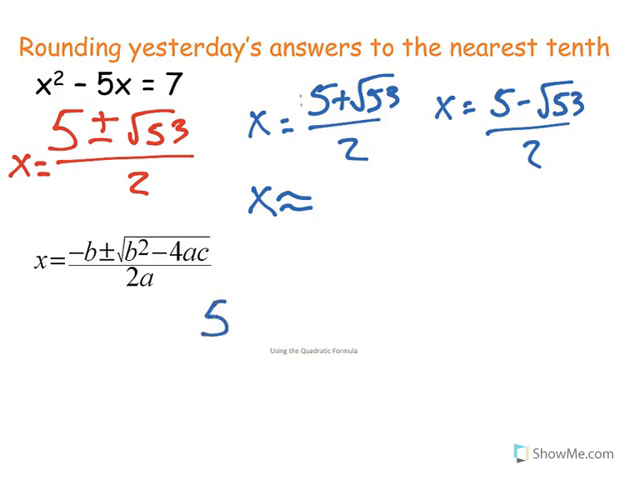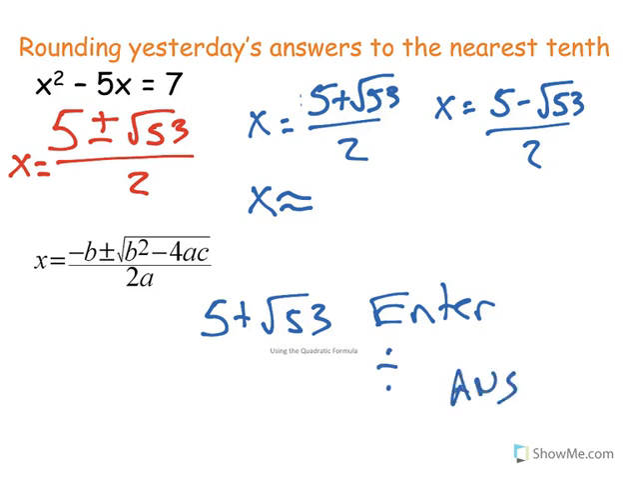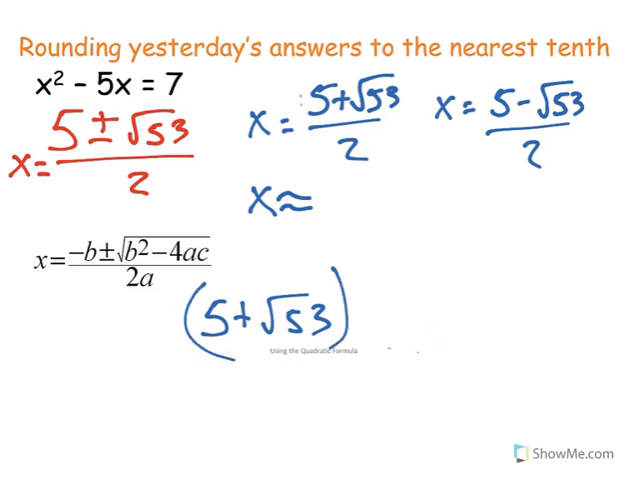One is to put 5 plus radical 53, enter, and then you hit the division sign, and you're going to see on the calculator it says something like ANS. That's your calculator's way of telling you, hey, I'm taking the answer you got from the last problem and I'm doing something else with it. And that's what we want it to do. So you can do 5 plus radical 53, hit enter, and then you hit divide by 2 and it'll do it correctly.